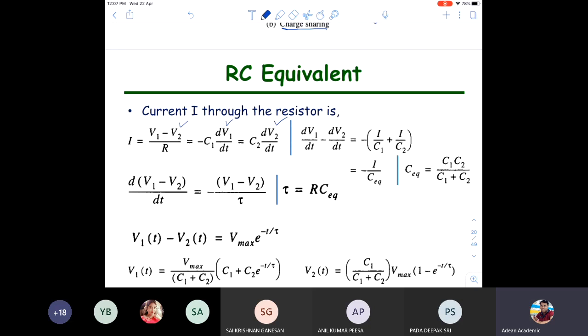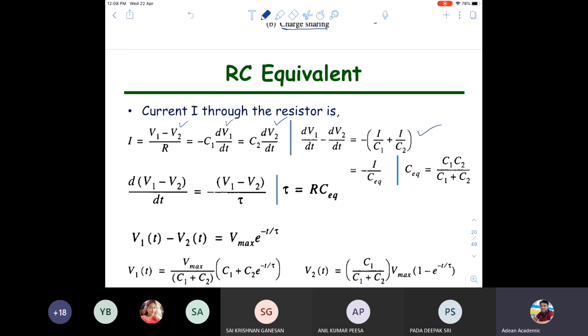Then these two capacitors will go to the denominator on the left hand side. Then it will become minus I by C1 plus I by C2. That is equal to, if you take I common, minus I times (1 by C1 plus 1 by C2), which is 1 by C equivalent, because the equivalent capacitance C equivalent is equal to C1 C2 by (C1 plus C2). Okay, that is the one.